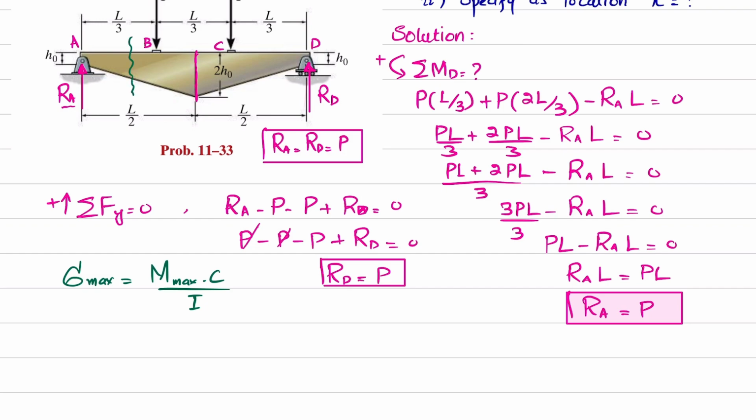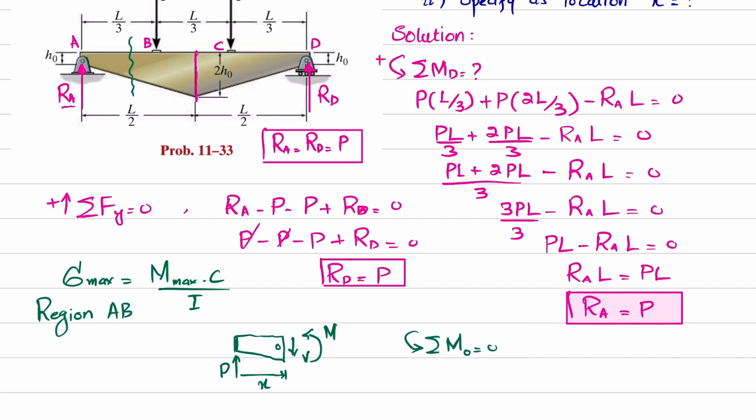For region AB, I cut the beam over here and draw the free body diagram. Here you have RA, which is equal to P, and let the distance where we cut the beam be X. Definitely there will be a reaction shear force and a moment. Now we will find these by using the equilibrium condition. Let this point be O. The sum of all moments about point O is equal to 0, taking the counterclockwise moment as positive. About point O, one moment is this P times X.